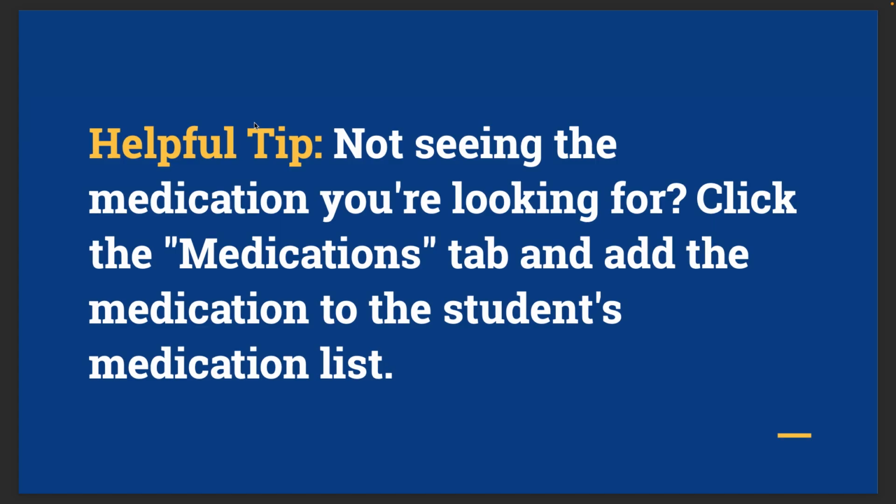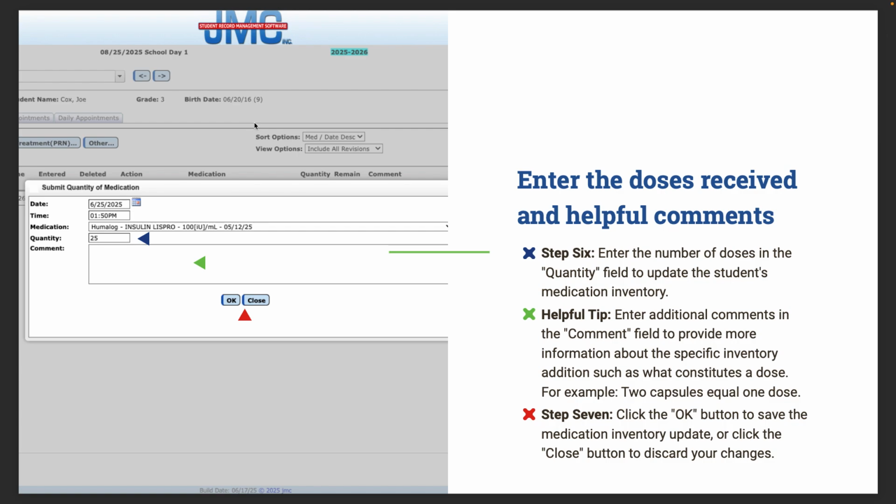Step 5, select a medication from the medication drop-down list to adjust its inventory quantity. Helpful tip, not seeing the medication you're looking for, click the Medications tab and add the medication to the student's medication list. So the medication first has to be on the list before you can start adding inventory. Step 6, enter the number of doses in the quantity field to update the student's medication inventory. Helpful tip, enter additional comments in the comment field to provide more information about the specific inventory addition, such as what constitutes a dose. For example, like 2 capsules equals 1 dose. Click the OK button to save the medication inventory update, or click the Close button to discard your changes.